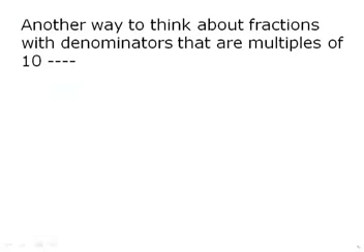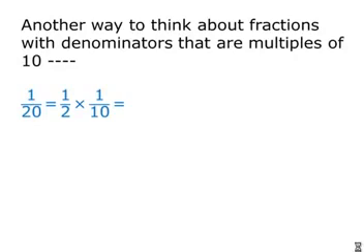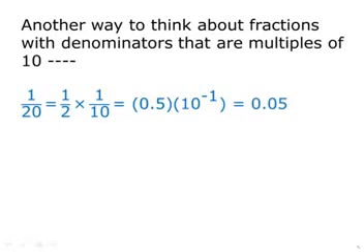Another way to think about fractions with denominators that are multiples of 10. So 1/20th, I could write that as 1/2 times 1/10. Well, 1/2 as a decimal is 0.5, and 1/10, of course, is 10 to the negative 1. If I multiply by 10 to the negative 1, as we found two videos ago, this slides the decimal place over one place to the left, and I get 0.05.